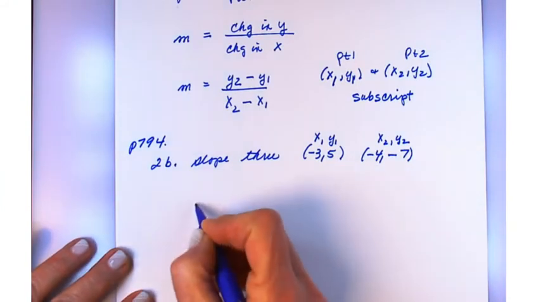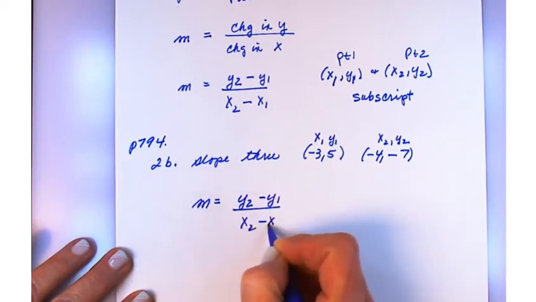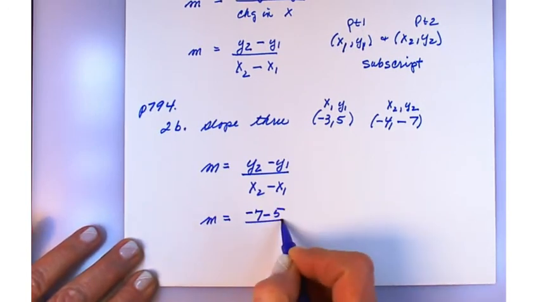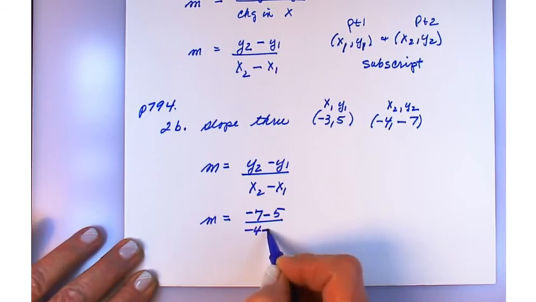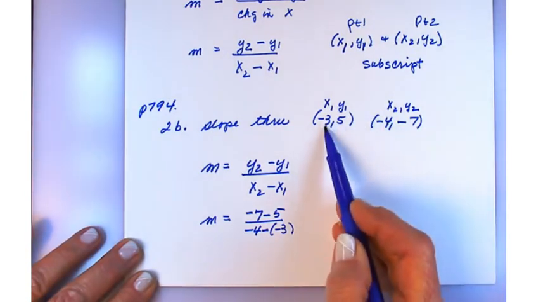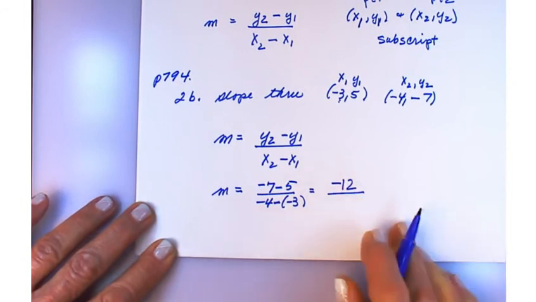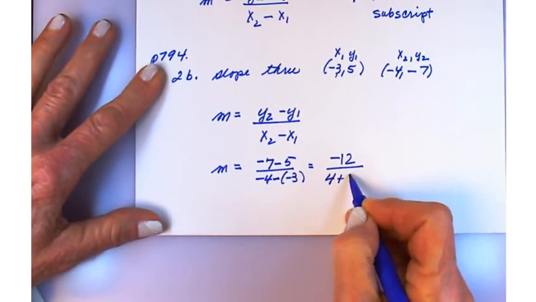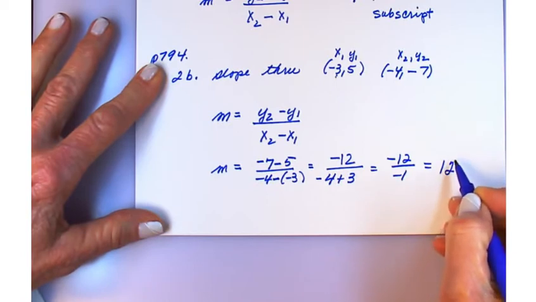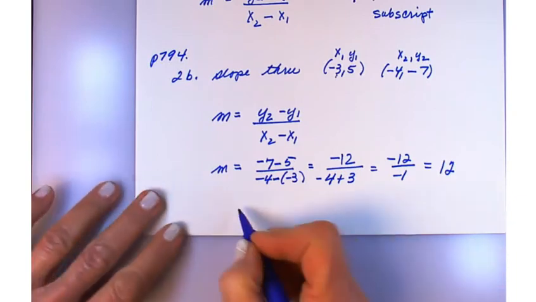So write your formula down, y2 minus y1 over x2 minus x1, and we get slope equals minus 7 minus 5 over minus 4 minus a negative 3. So you have to be careful there. Minus 4 minus the negative 3. So you know how to add these now. You're pretty proficient at it, and you got minus 12. In the denominator, we have minus 4 plus 3. Minus 12 over negative 1 is positive 12. So the slope of my line is positive 12. I should write m equals 12. Okay?